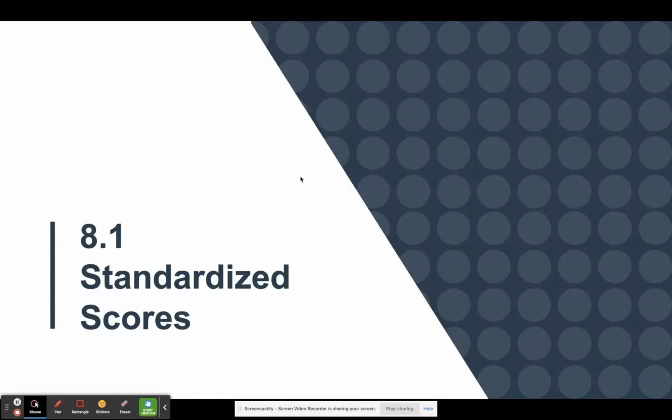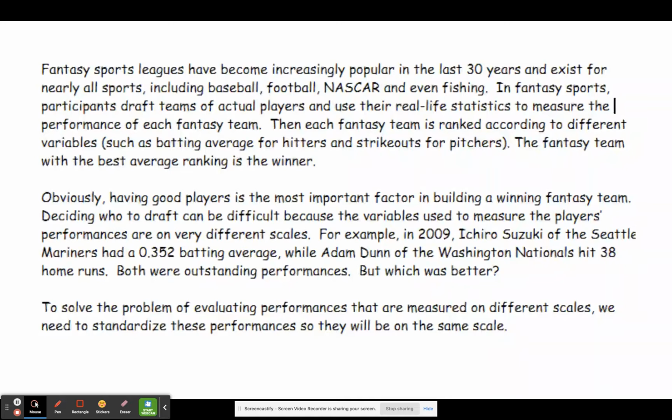In lesson 8.1, we're going to learn about something called standardized scores. The context for this situation is fantasy sports leagues. You may already be familiar with fantasy football, fantasy basketball, and so on. But fantasy sports leagues of all different types have become really popular in the last 30 years. And you can be involved in fantasy sports leagues for baseball, football, NASCAR, and even for fishing.